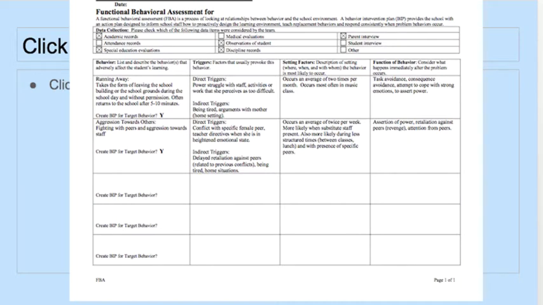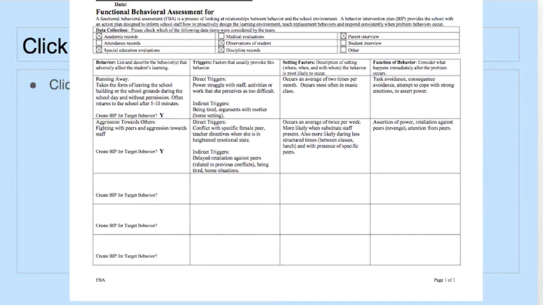After that, the behavior is described, and they list and describe the behaviors that adversely affect the student's learning. So in this case, it was running away and aggression towards others. It also asks the team to decide if they think a BIP, or behavior intervention plan, is needed. And then it asks for triggers. So like we said, triggers are factors that usually provoke this behavior.